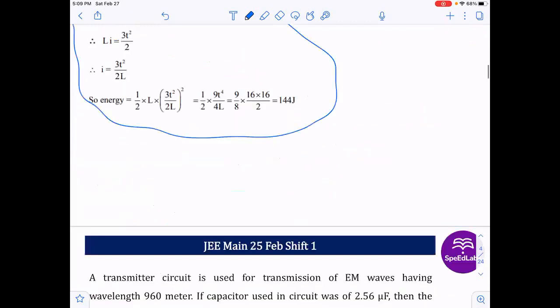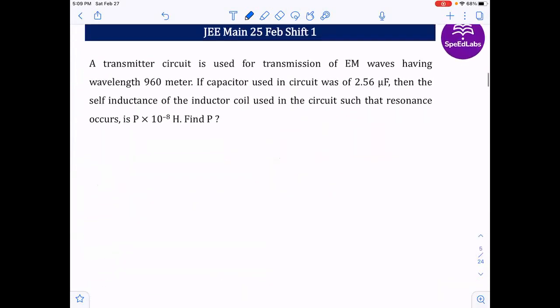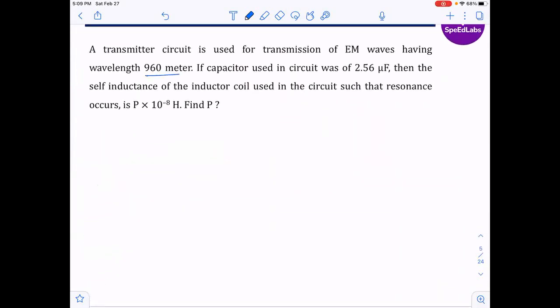Next, a transmitter circuit is used for transmission of EM waves of wavelength 960 meter. If you are using a transmitter which emits wavelength 960 meter, then the frequency is n equal to c by lambda. The speed of light is simply 3 into 10 to the power 8 meter per second, and lambda is 960. Solving this, we get 1 by 32 into 10 to the power 7.